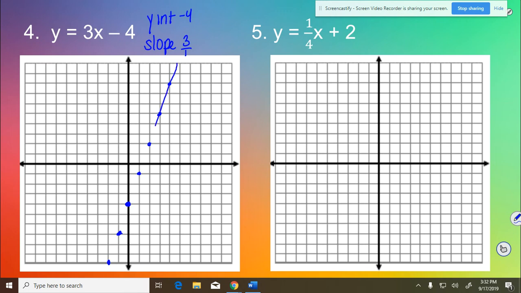Connect our points. It should always be straight. If it's not straight, you did something wrong. Arrows on both ends, and label it with the equation that we have up top.